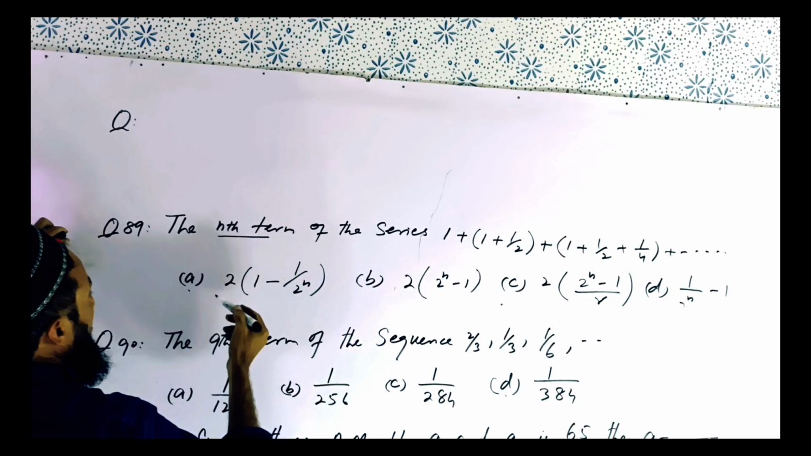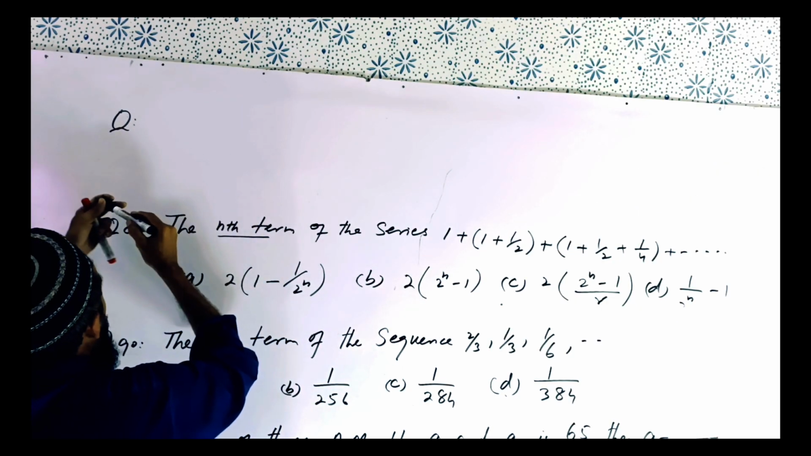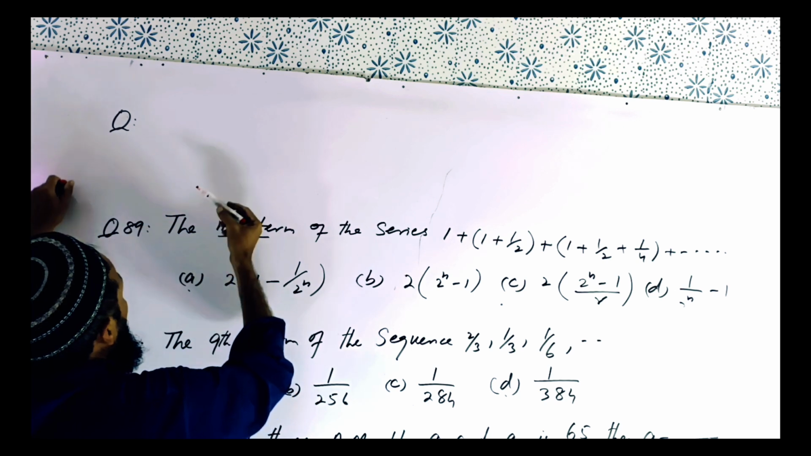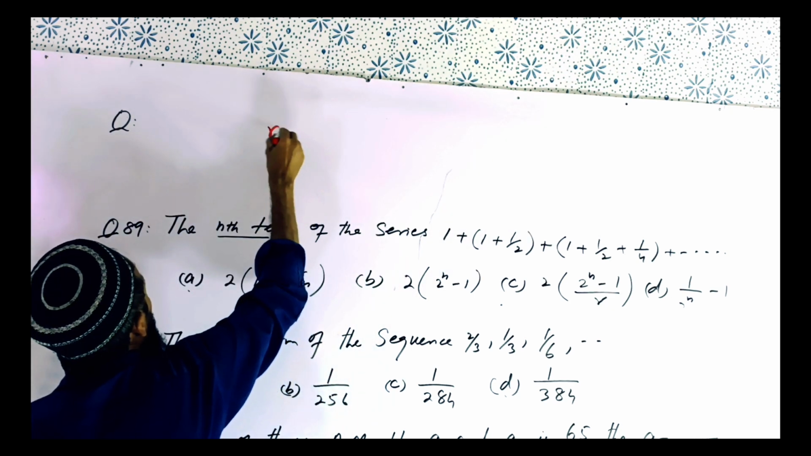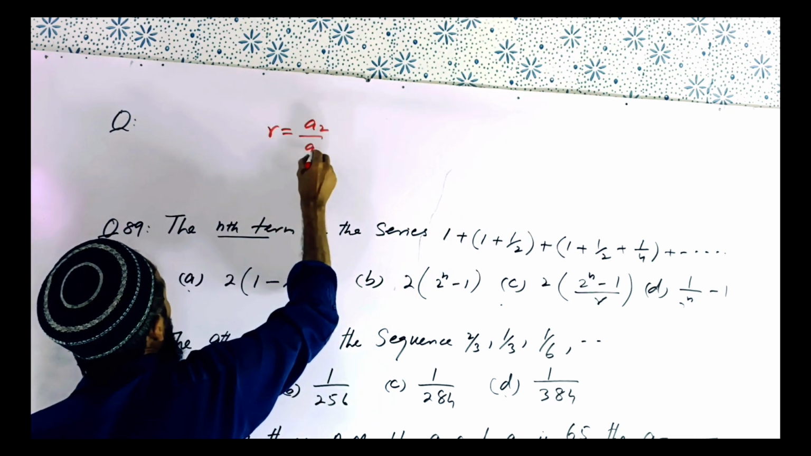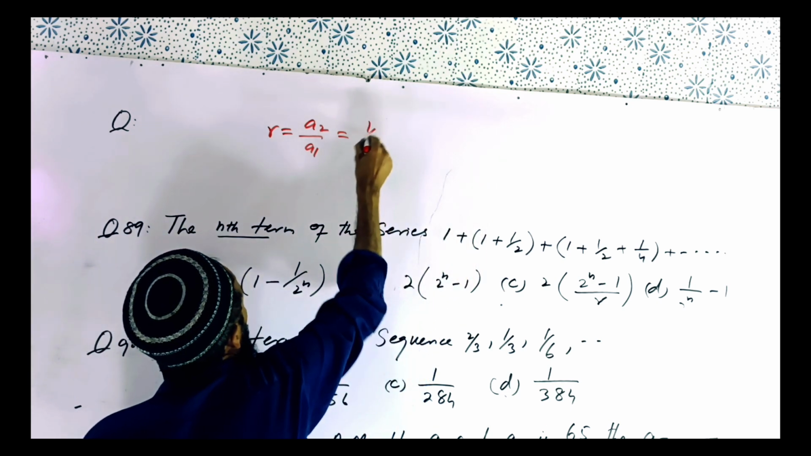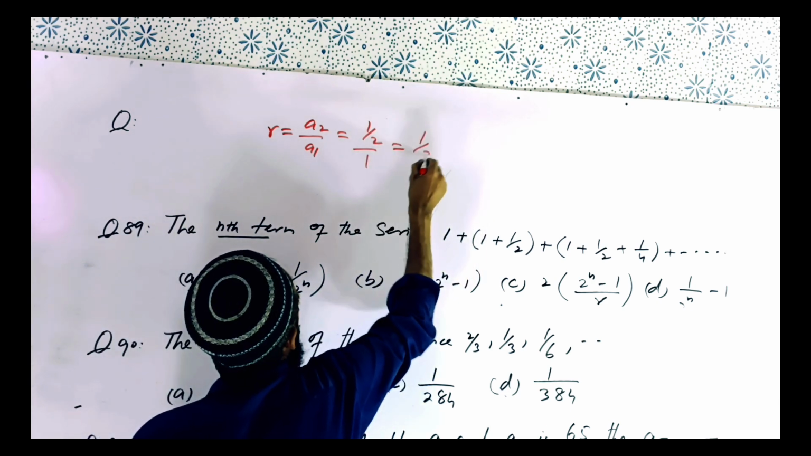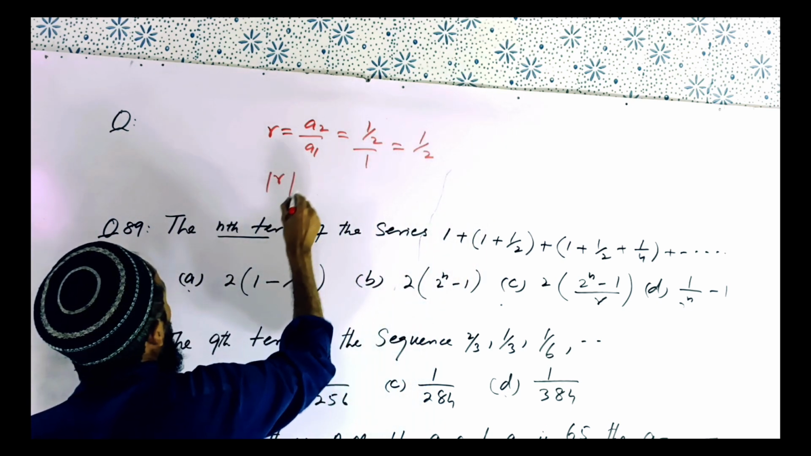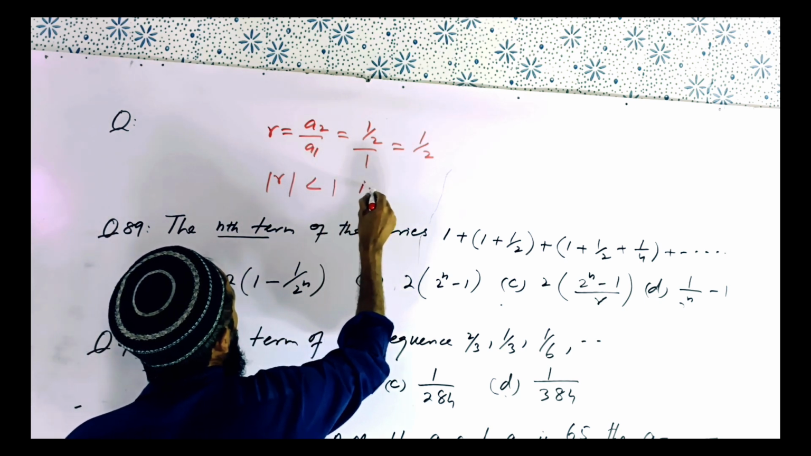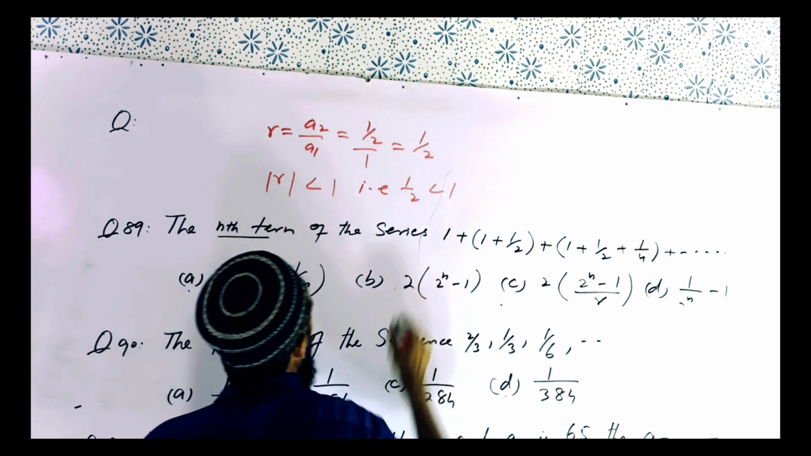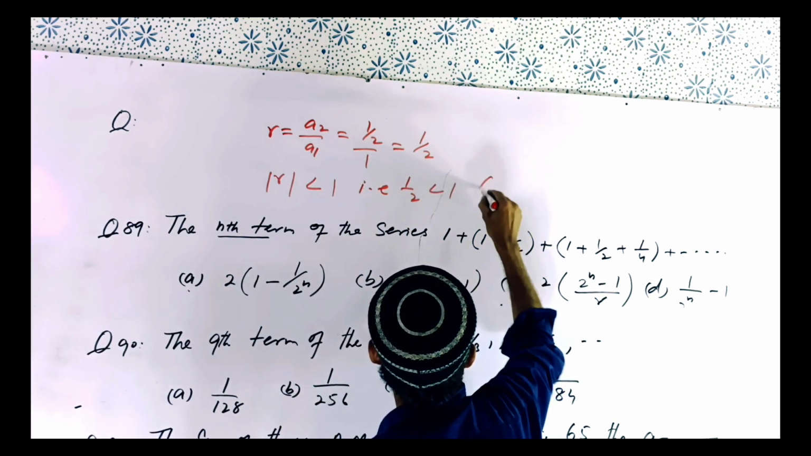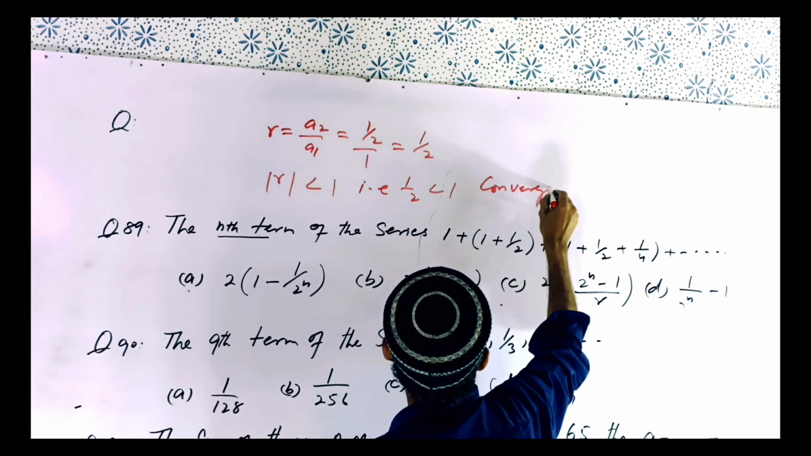Next, for the series, the common ratio is the second value divided by the first value. So the second value is 1 by 2 and the first value is 1 by 2. As we know that the absolute value of r is less than 1, that is, 1 by 2 is less than 1, so that is a convergent series.